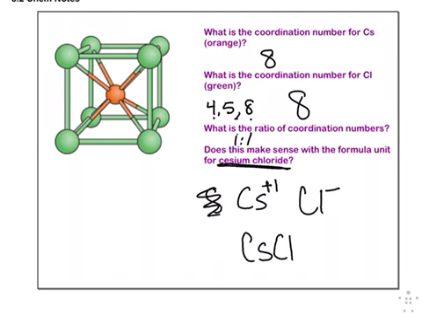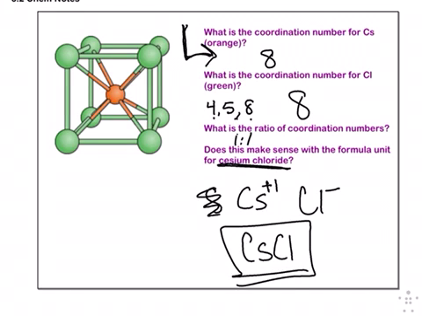Okay, so there's a couple methods to help you figure out coordination numbers. If you can figure out one for sure or that you're very confident in, you can then use your formula units to determine what the ratio is, which will then help you determine the coordination number of the second element. So it's kind of a work backwards method.